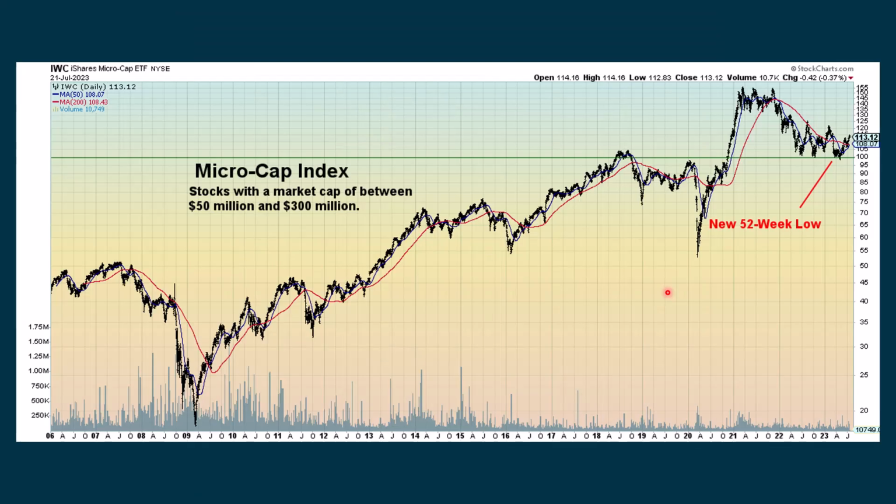We also keep an eye on the microcap index, the really small stocks. Earlier in the year, we came down and set a new 52-week low. We've been able to bounce up off of that, and we're far from this level now, so I haven't been showing the chart.